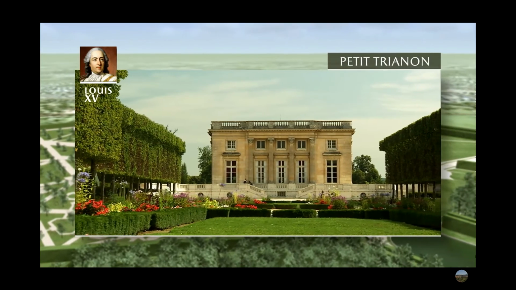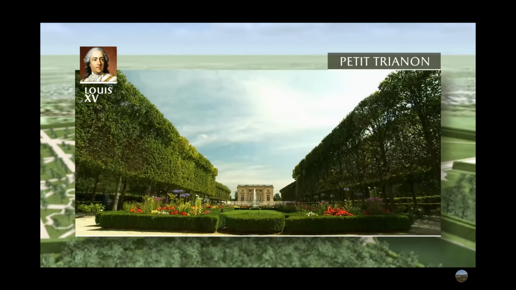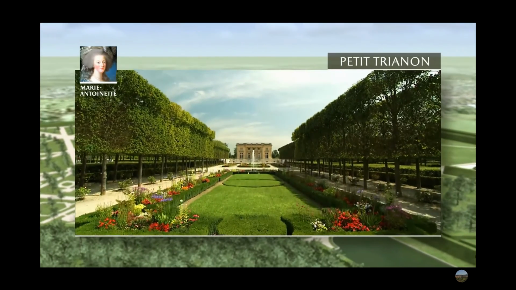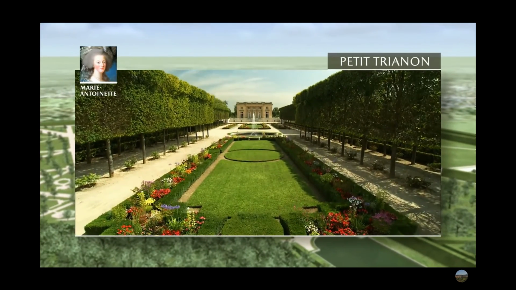King Louis XV fitted out the Petit Trianon for Madame de Pompadour, and Louis XVI gave it to his young wife, Marie Antoinette.